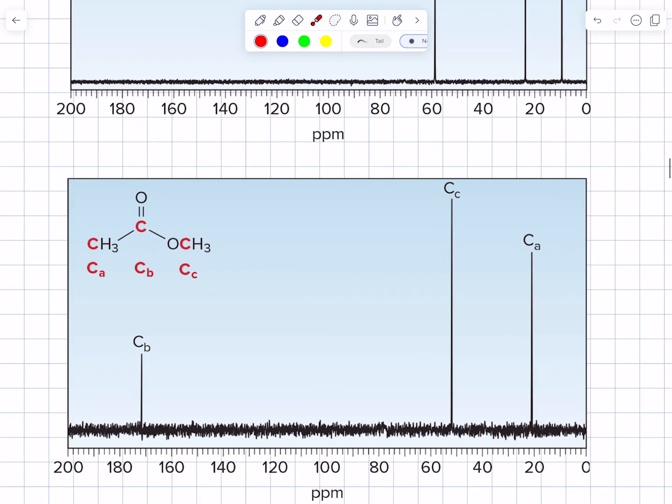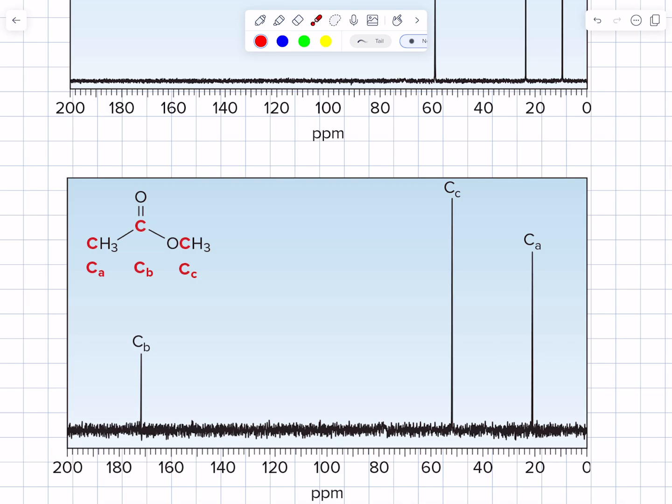Okay, here is an ester. Again, 3 different carbons. You expect to see 3 different peaks. Again, chemical shift tracks with proximity to electronegative atoms. The carbon that is attached to the carbonyl oxygen is the most de-shielded. Next is the carbon directly attached to this ester oxygen, and then next is the methyl group.